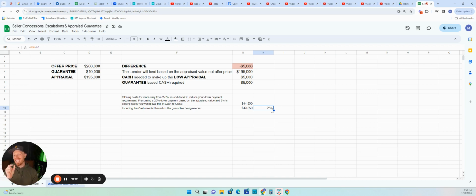But this little addition increases your traction in a multi-offer situation. If they don't have offers on the table, I don't think you need to worry about a guarantee. But when there are multiple offers, it's good to offer an appraisal guarantee. So let's try one more.